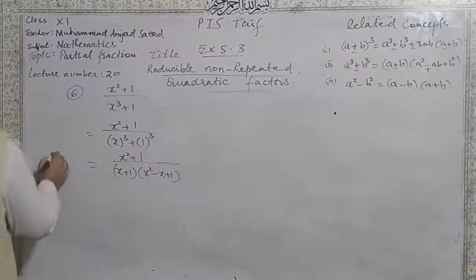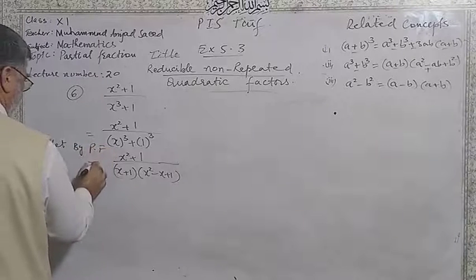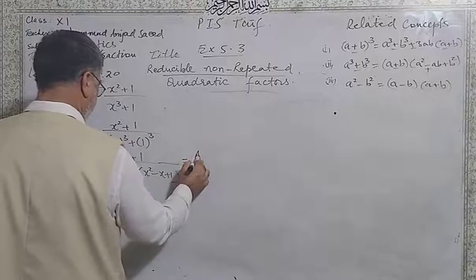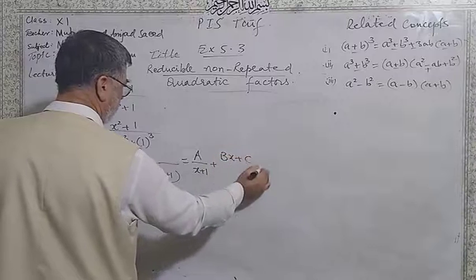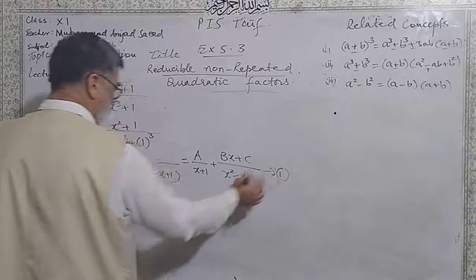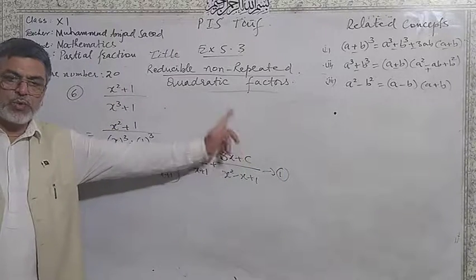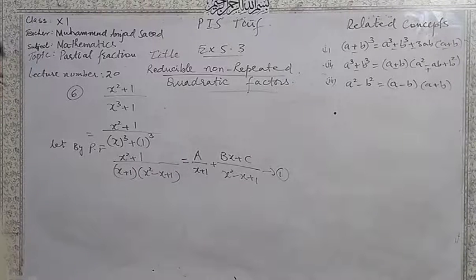Here, let by partial fraction. I am going to start it from here. This will be a over x plus 1 plus bx plus c over x square minus x plus 1. This is number 1. For this quadratic factor, you need 2 constants, and for linear factor, 1 constant.